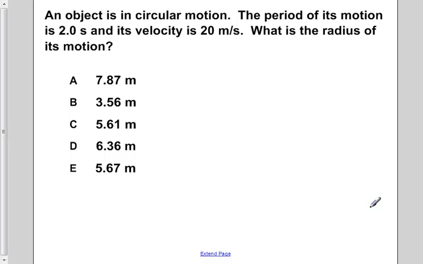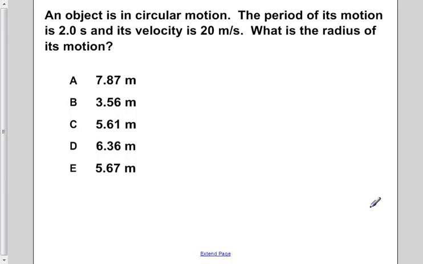An object is in circular motion. The period of its motion is 2 seconds and its velocity is 20 meters per second. What is the radius of its motion? A. 7.87 meters, B. 3.56 meters, C. 5.61 meters, D. 6.36 meters, or E. 5.67 meters.